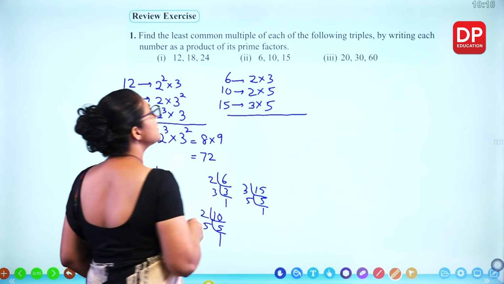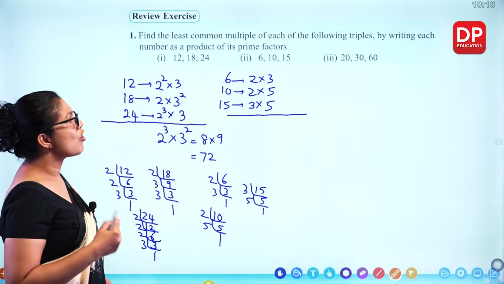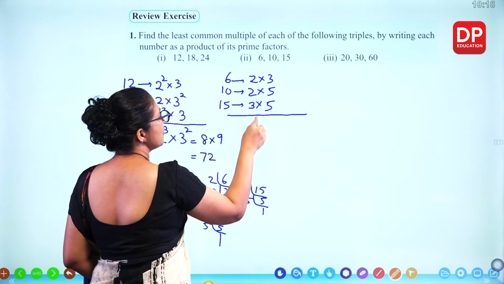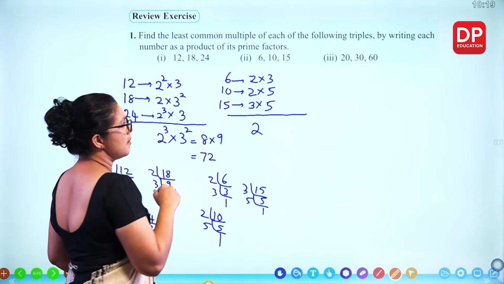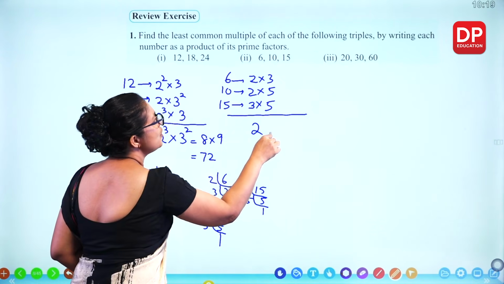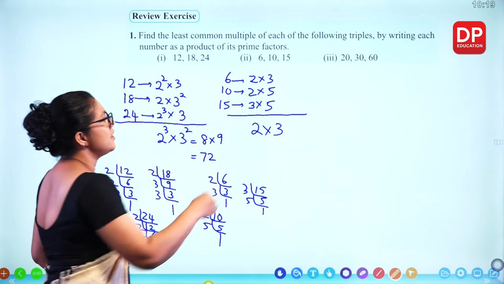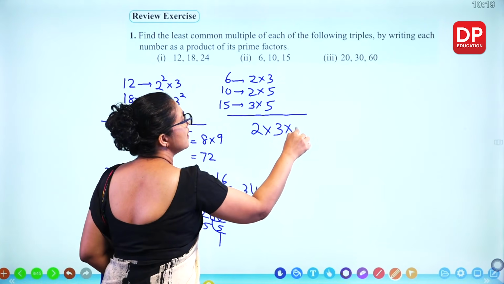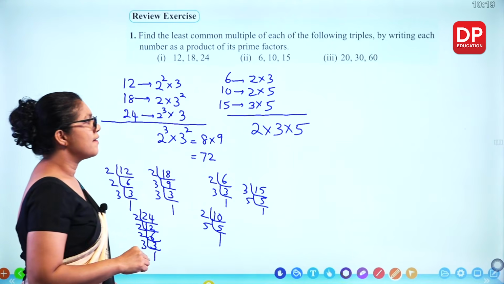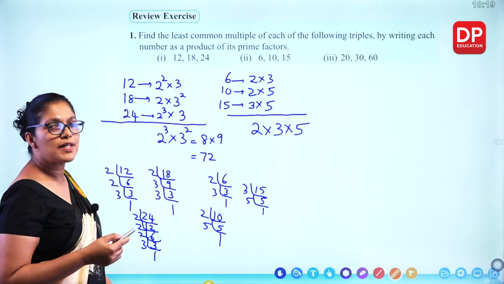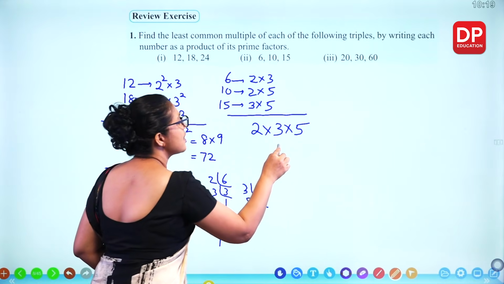So what's the lowest common multiple or least common multiple? So when you take the power of 2, you get 1, 2. When you take 3's, again 1, 3. When you take 5, that's 1, 5. So what's the least common multiple? 2 times 3 is 6, 6 times 5, 30.